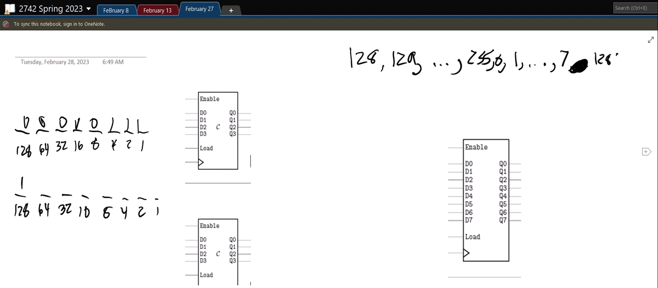And 128 is 1 with zeros everywhere else. Now, if we start counting at 128, we'll have 128, and then the next one will be 129, and then 130 and 131 and so forth. There will be several times between 128 and when we wrap back around to 7 where these three are all 1. There'll be several times when that happens.